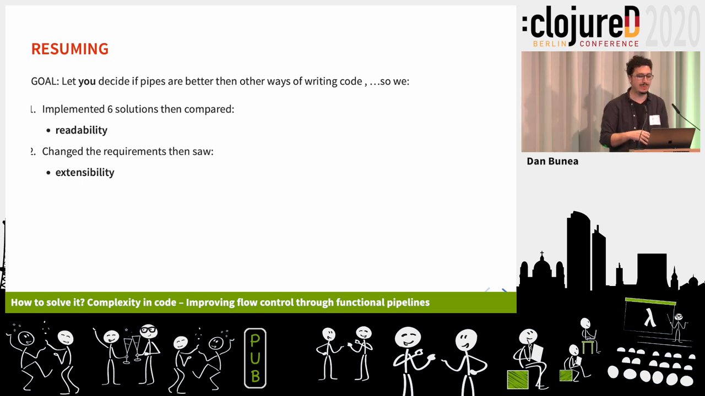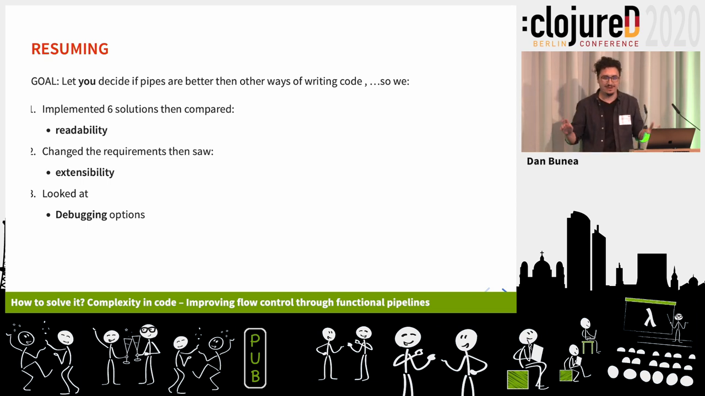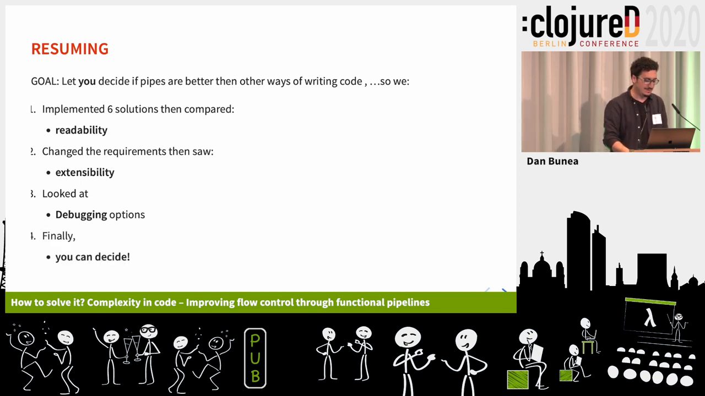And then how do we handle extensibility? Like, what does it mean when we have to have a change? Is it always a breaking change in the code? Do I have to change my code that was previously running, or do I just add to it and insert the new code? And then we looked at some fairly naive debugging options, but they could be extremely powerful. So now we got to the point where you can decide which solutions you want to use.